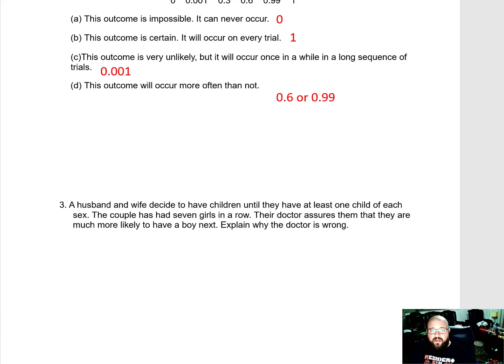No matter what the doctor says, that's just him trying to reassure that he's going to get a boy so he can keep getting that insurance money for another baby. So in this case, it's truly a 50% chance, okay? This couple, the probability of their next baby boy is just 50%.